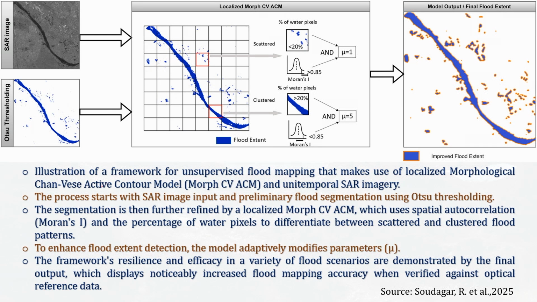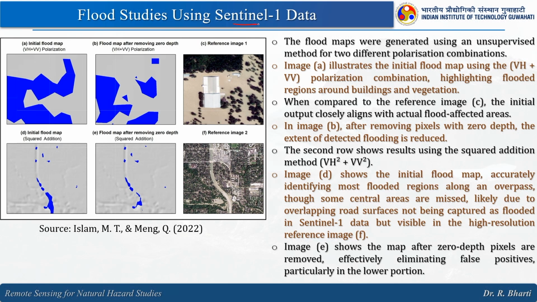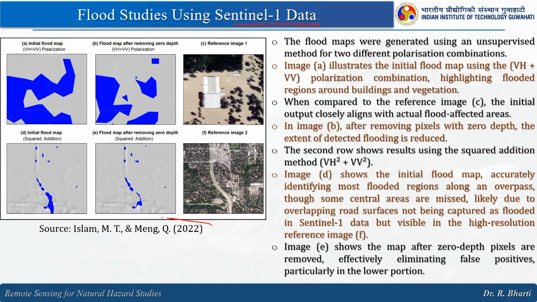Now, here we are talking about unsupervised flood mapping that makes use of a localized morphological active contour model. This particular slide gives you the idea of how optical and microwave remote sensing both are used in this study. This particular slide will provide you the information on how Sentinel-1 data, that is microwave data, is being used in flood studies. If you are interested, you can refer to this paper and read more about it.